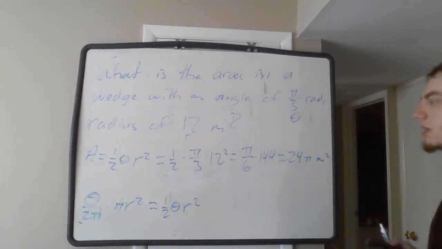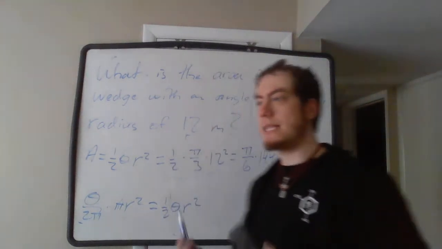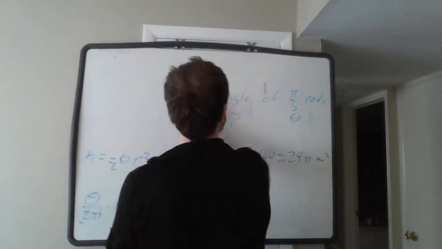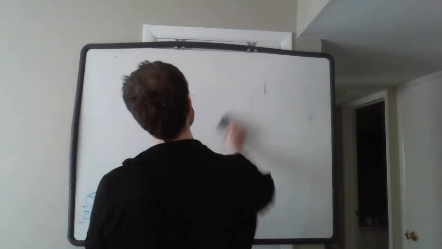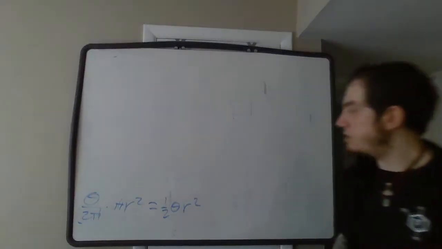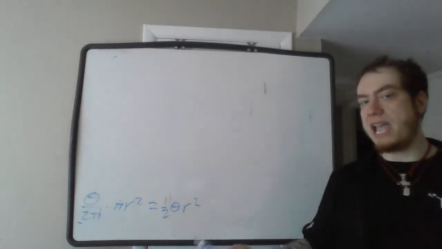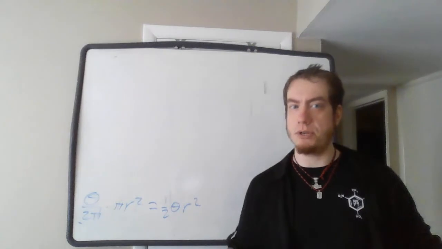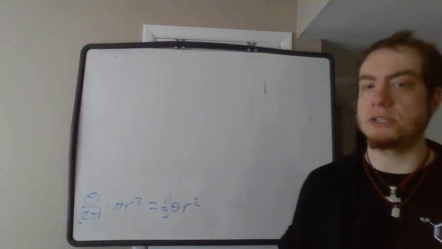Now, what if the angle were in degrees? So we might want to find the area, but the angle is actually given to me in degrees. Well, there's a pretty nice way of doing this, and maybe you can think of it on your own. If I know how to do the problem in radians, then if the angle is given in degrees, all I have to do is take that angle in degrees and convert it into radians first.